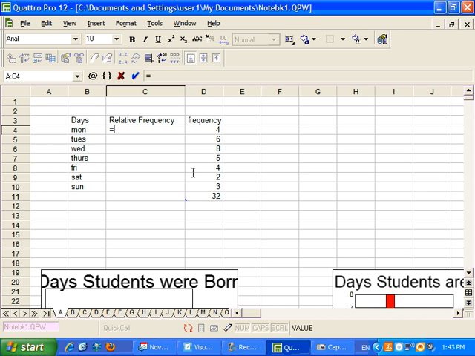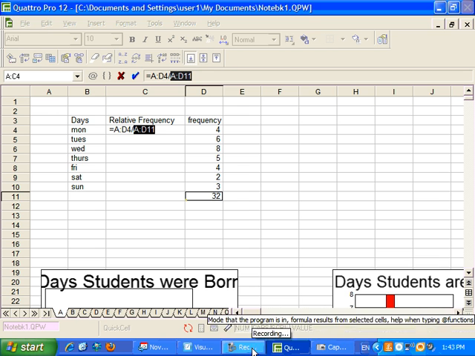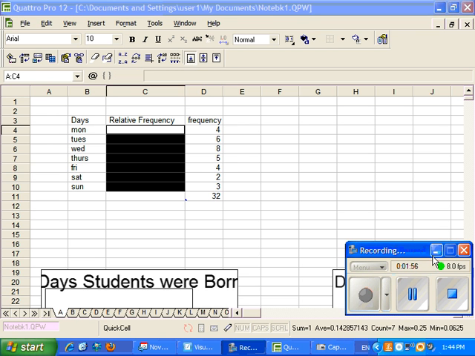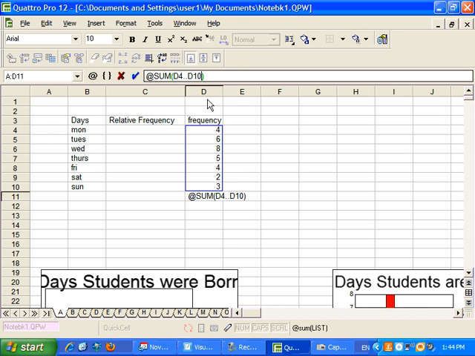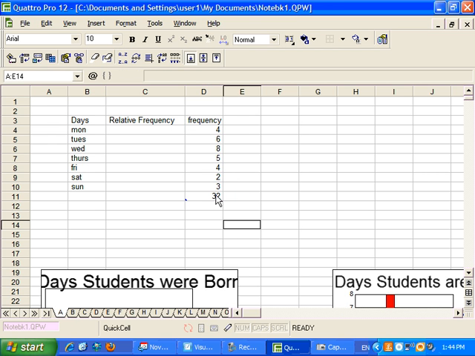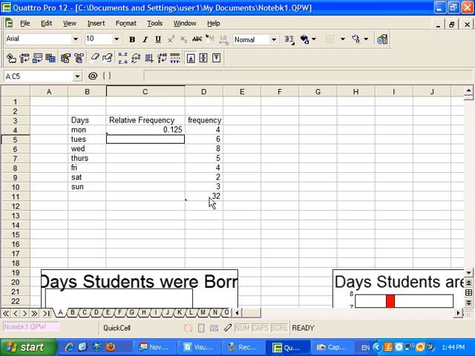Relative frequency is equal to how often something occurred, a frequency, divided by the sum, or the total. Now, a bit of a trick. Make sure the sum just goes to D10. So there's 32 people in the class. Relative frequency equals the frequency of Monday births occurred, so that cell there, divided by our total, which is 32, and I hit enter. So that's 12.5%, or 0.125.